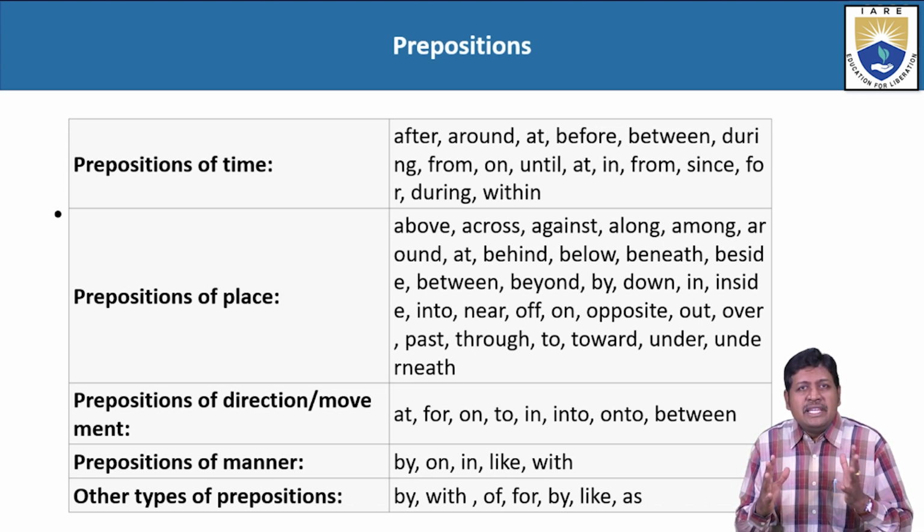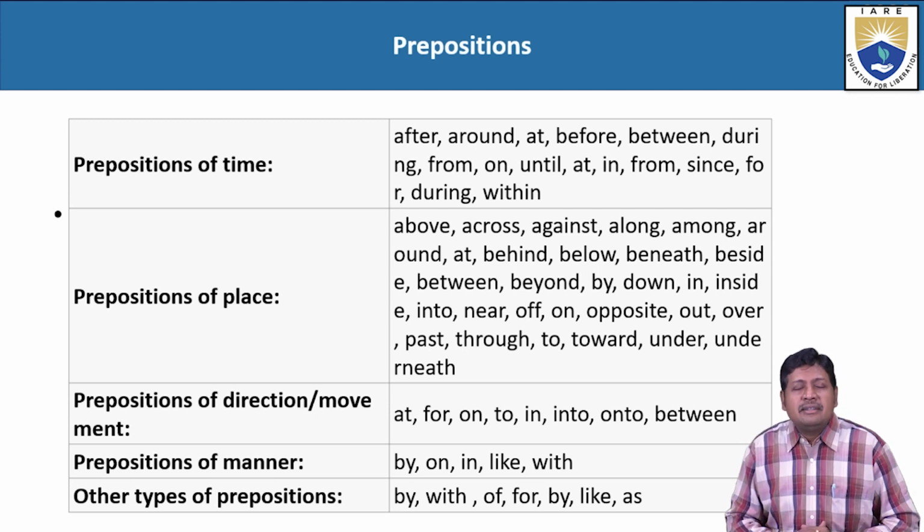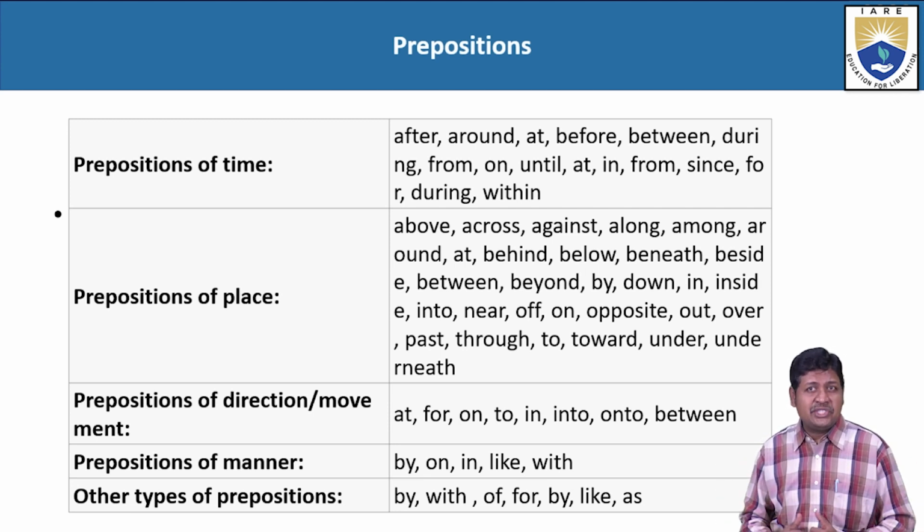So, we use these prepositions of manner depending on the situation, depending on the context, right? The painter was painting with a wonderful brush. He was painting with a wonderful brush. Or the writer was writing with one of the best pens. Imagine. Prepositions of manner. He was running like a cheetah. So like a cheetah is also prepositions of manner. Okay, right. Now, other types of preposition are by, with, of, for, by, like, as. Okay, we will see them more in the slides to come.